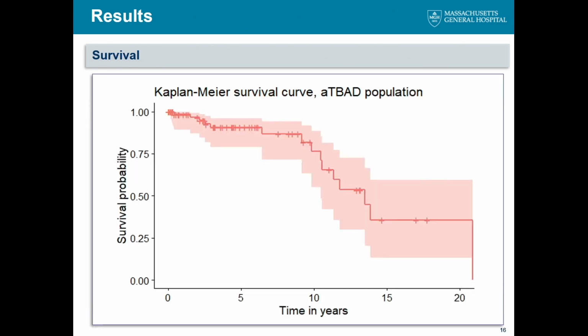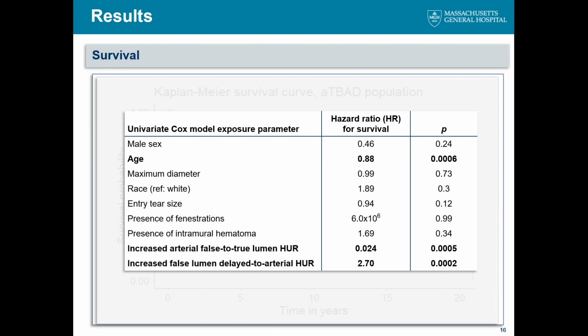Moving on to the overall survival of this population, median long-term survival was 12 years. Using univariable Cox regression, we found that a similar dynamic occurred, where an increased arterial phase HUR was associated with decreased long-term survival, with a converse relationship in our false lumen HUR.